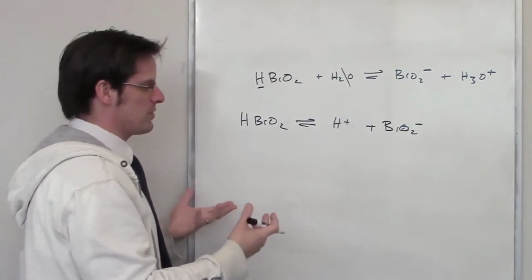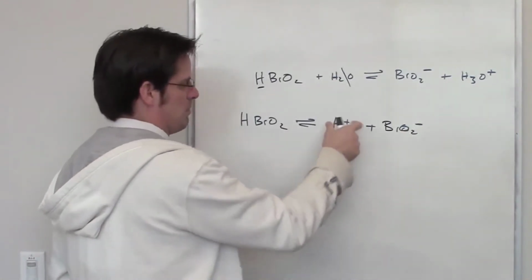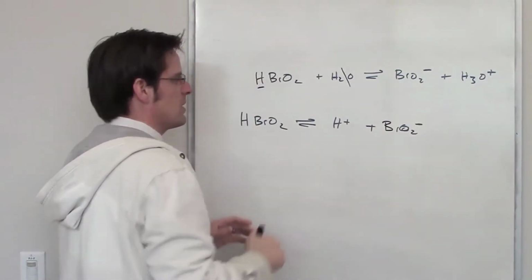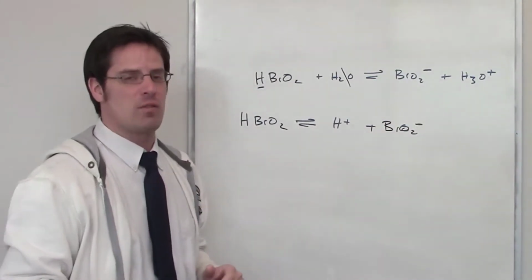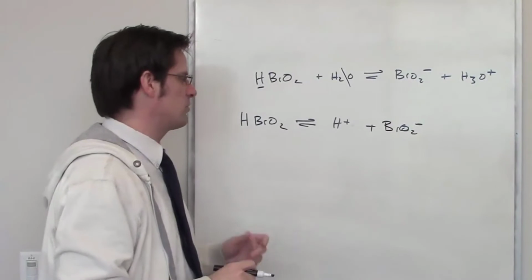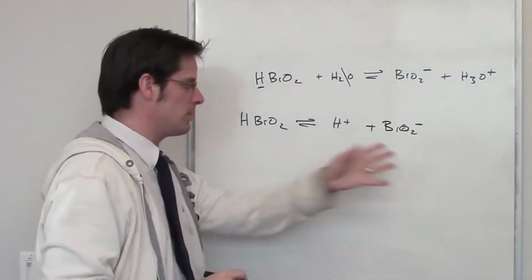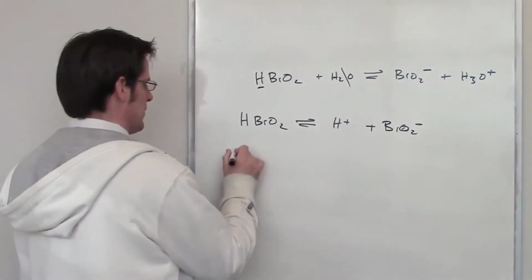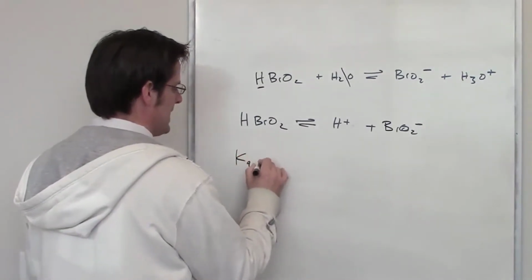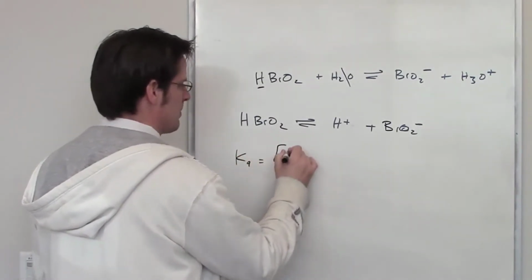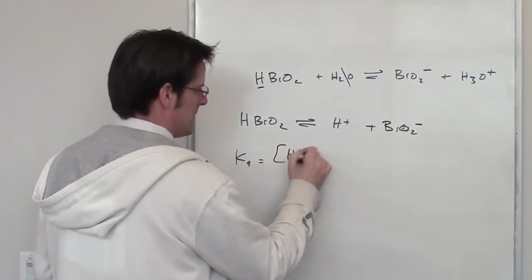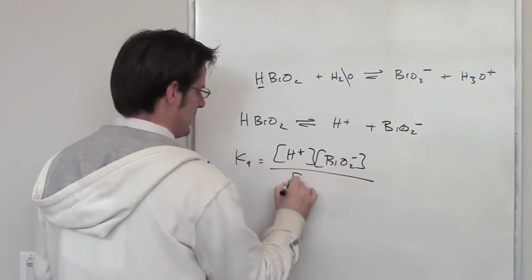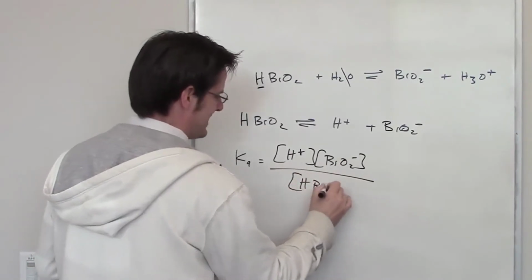In aqueous solution, of course, we understand that this H plus is going to get picked up by an H2O to become H3O plus. This is going to be the simplified, lazy way of writing the equilibrium expression for the dissociation of this acid to form its conjugate base and H plus. What then is going to be the Ka expression of this? Well, the Ka is going to be equal to the individual concentrations of the products, which are going to be H plus, BrO2 minus, divided by the concentration of the reactant.